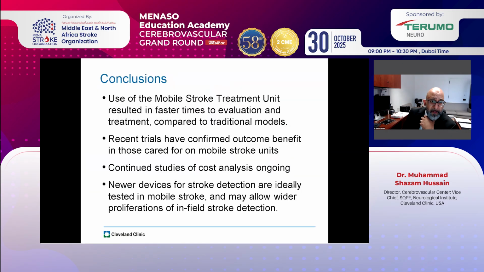So with that, I'll conclude to allow my colleagues some time to present their data and their thoughts on the subject. But really, again, mobile stroke units have allowed us to definitely have faster times to evaluation and treatment. We're seeing the again confirmed outcome benefits with the BE-PROUD and BEST-MSU studies. Continuing studies of cost analysis are ongoing, and newer devices are going to allow us to detect patients with stroke faster, and mobile stroke again is going to be the best testing environment for that as well.